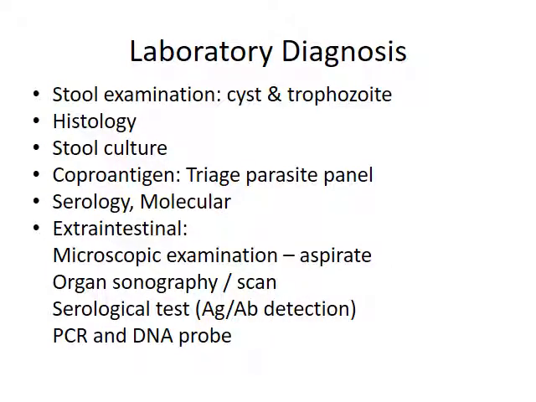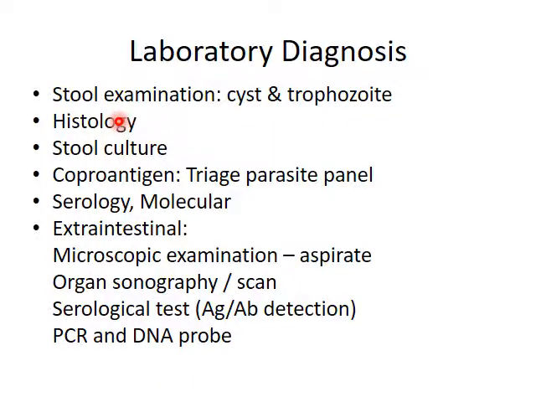Now let us see the laboratory diagnosis of amoebiasis. The mainstay of diagnosis of intestinal amoebiasis is the stool examination. A minimum of 3 samples of stool are required to be collected on alternate days because amoeba sheds intermittently. While the cyst forms are seen both in carriers and in active disease, the trophozoite form will be seen only in active disease.